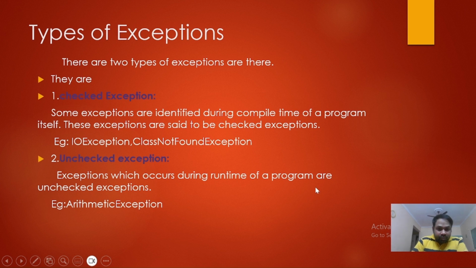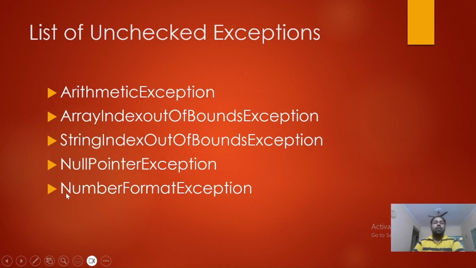What we are concentrating on here are unchecked exceptions, which occur completely during the runtime of a program. One example is arithmetic exception. So what are the unchecked exceptions we have? Arithmetic exception, array index out of bounds exception, string index out of bounds exception, null pointer exception, and number format exception. I'll be discussing each and every kind of exception with an example program.